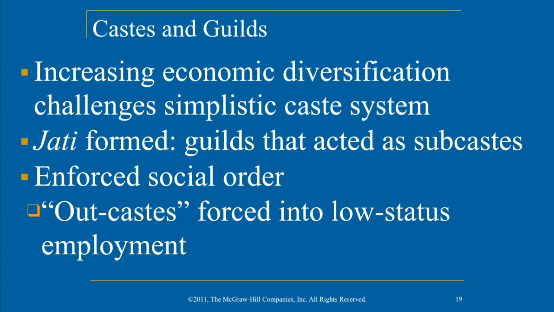So what ends up happening is the caste system becomes too simplistic, and they start to form what's known as jati, which are guilds that acted as subcaste. Now, a guild is considered a unification or a union of people who all do the same job and enforce standards across multiple shops or workshops. Now, imagine again back to that example of the pottery maker. Let's say you belonged to a jati that was the pottery maker jati.